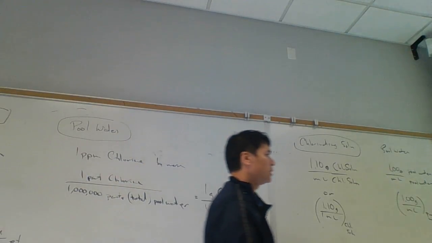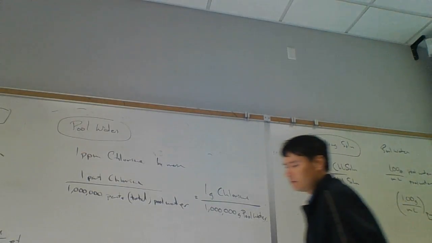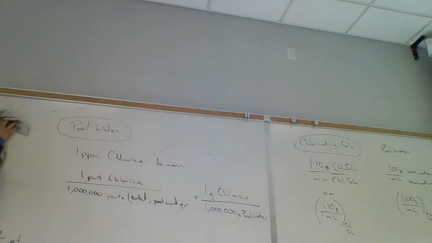All right, so those are all the relationships that are given in the problem. What volume of the chlorine solution in liters is required to produce a chlorine level of 1 ppm in an 18,000 gallon swimming pool? And so 18,000 gallons, that's fixed. We can't change that. These ratios we can double, of course.